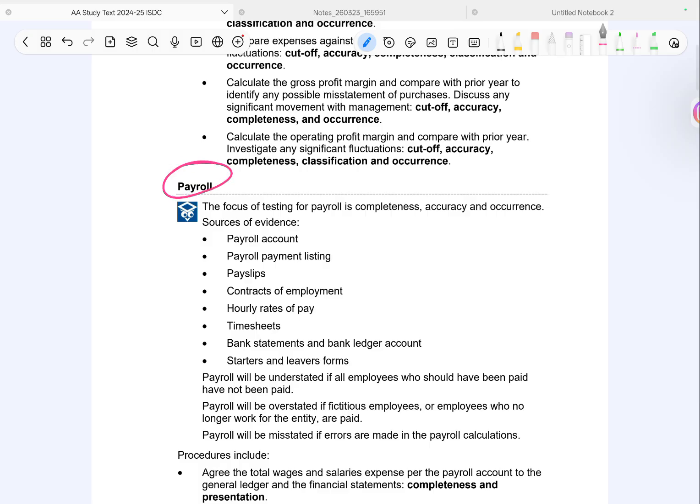Moving to payroll, the key assertions are completeness, accuracy, and occurrence. Payroll must include all genuine employees, exclude fictitious or former employees, and be correctly calculated. To test completeness, the total payroll expense is agreed to the general ledger and financial statements. Payroll listings are cast to verify mathematical accuracy, and employees' pay is recalculated.